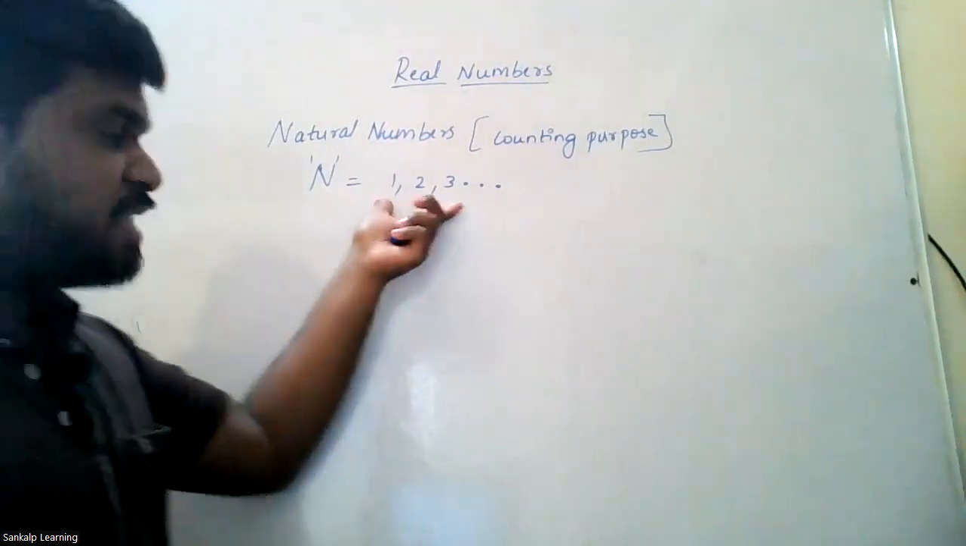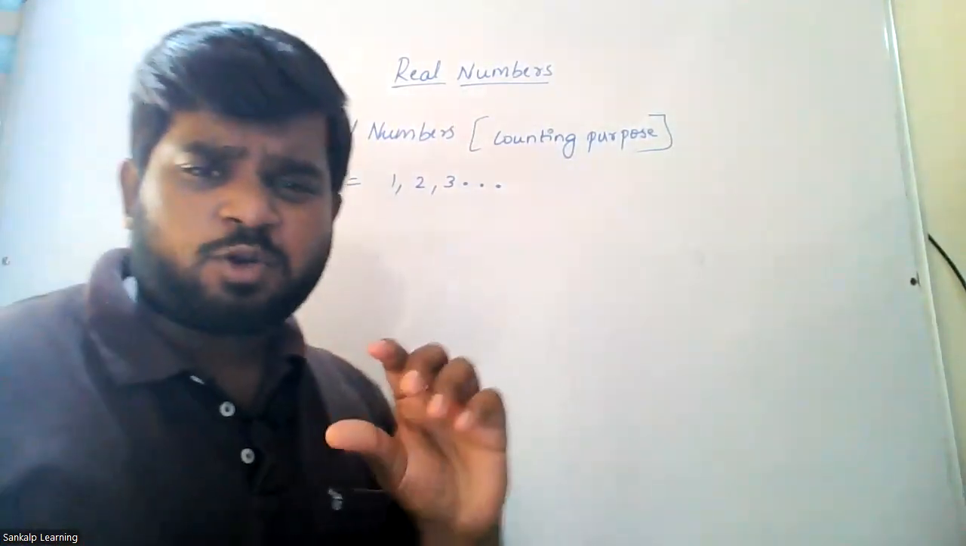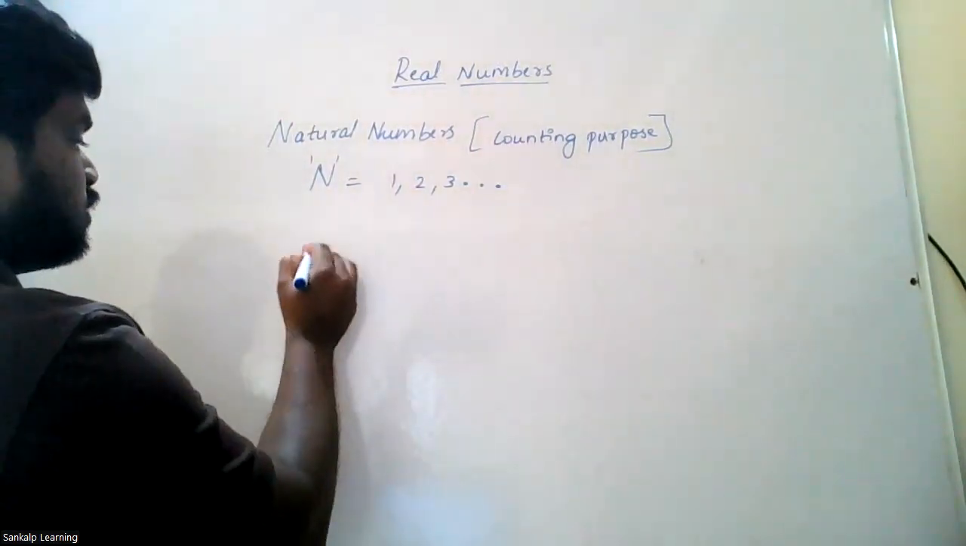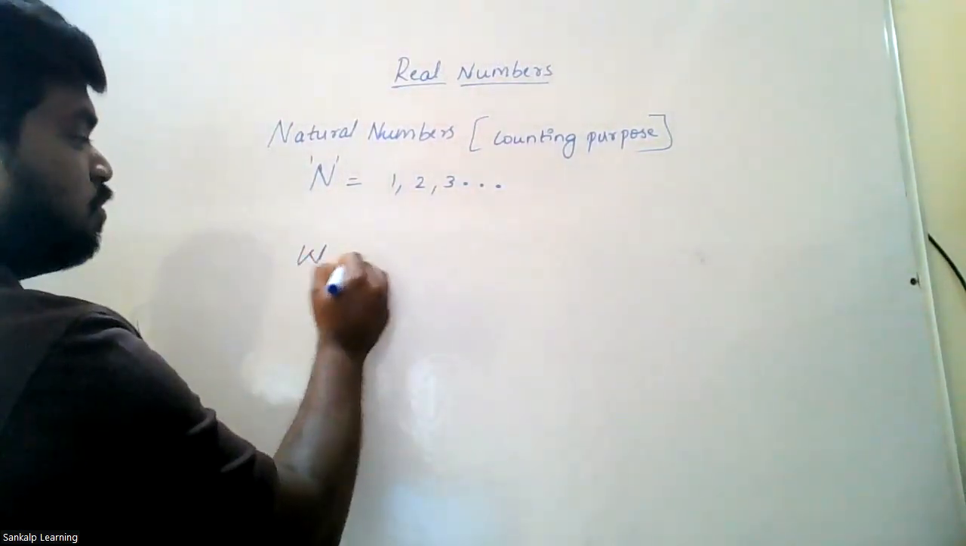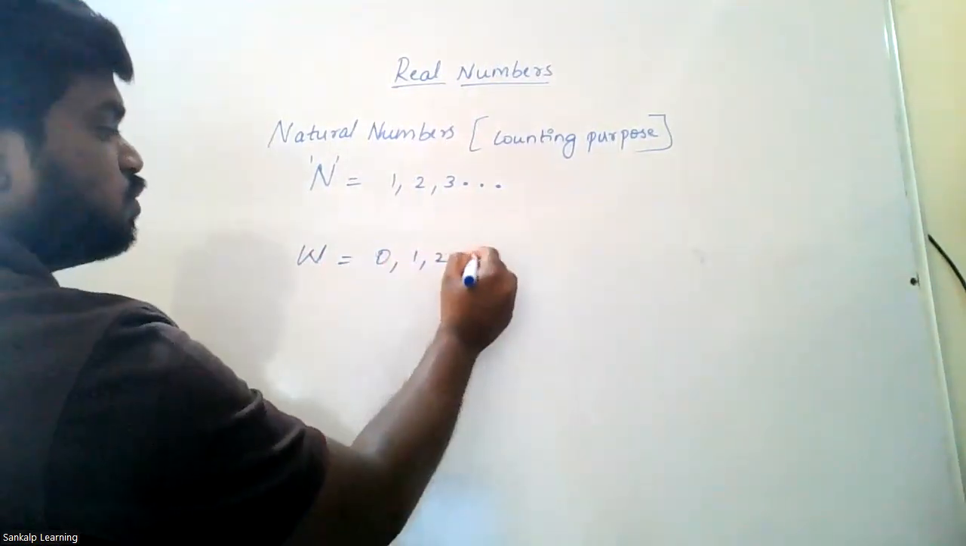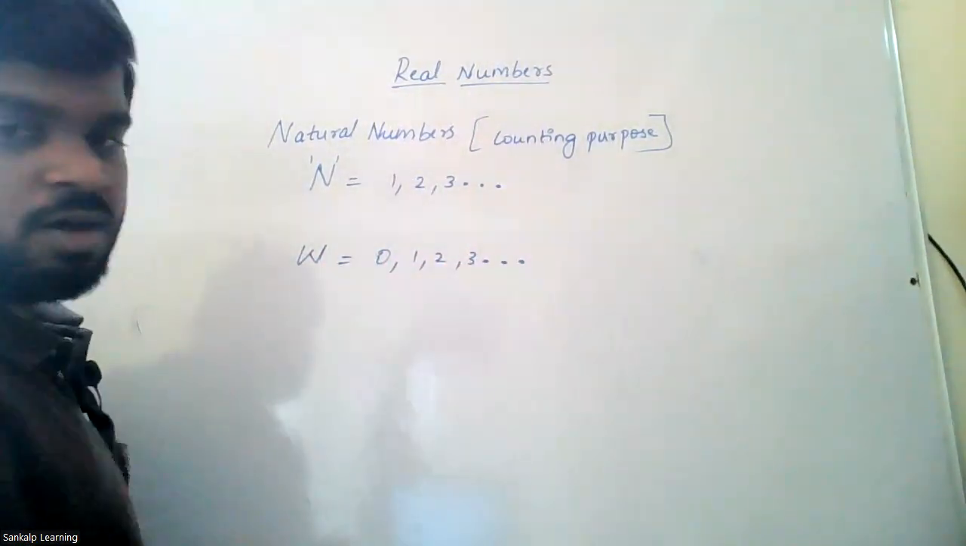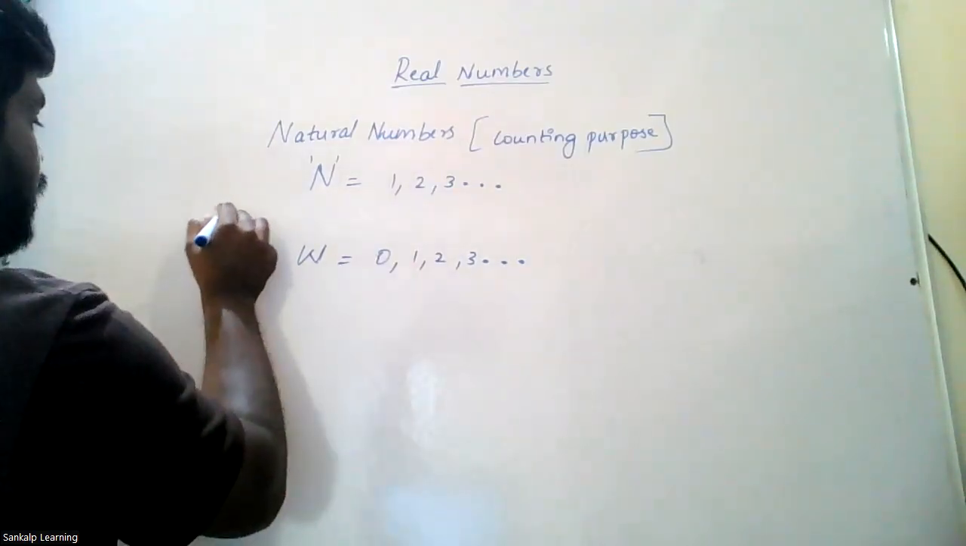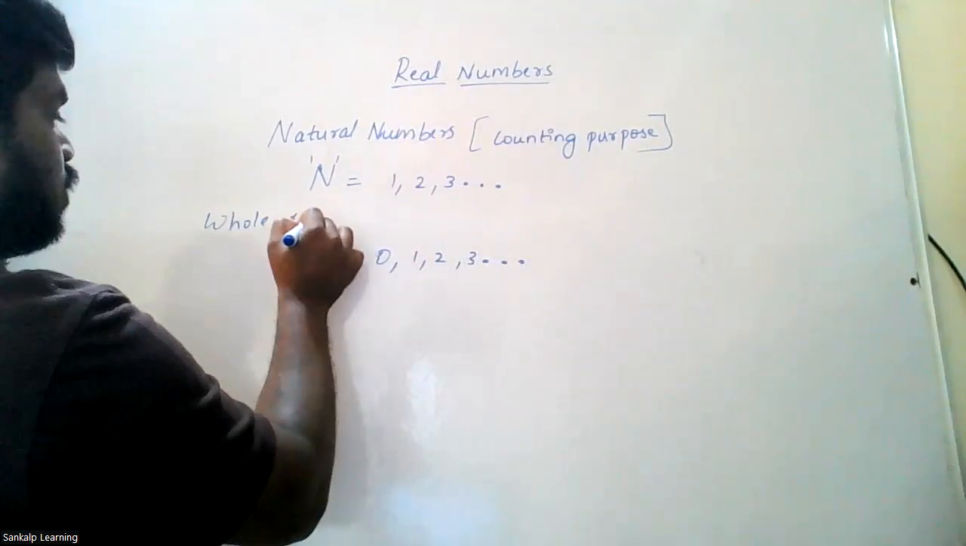To these natural numbers, if I just include one more number, that is 0, then it is known as a new type of number known as whole number. 0, 1, 2, 3, and so on. Without 0 it is natural, with 0 it is whole number. Let me write that also, whole number.